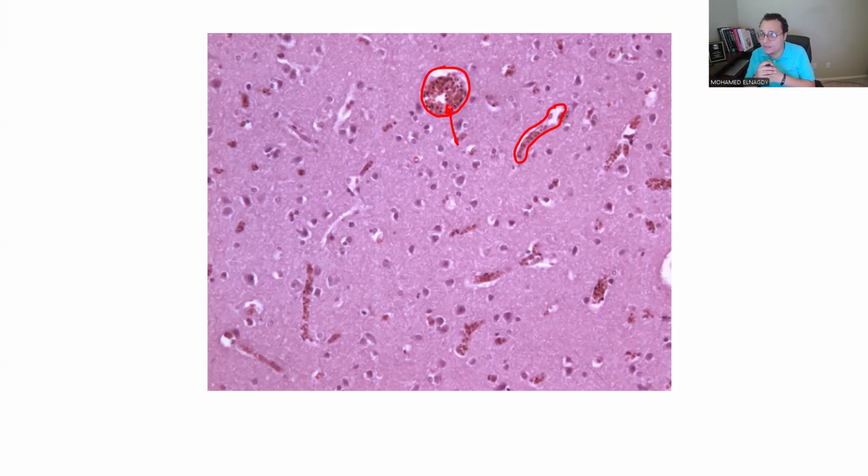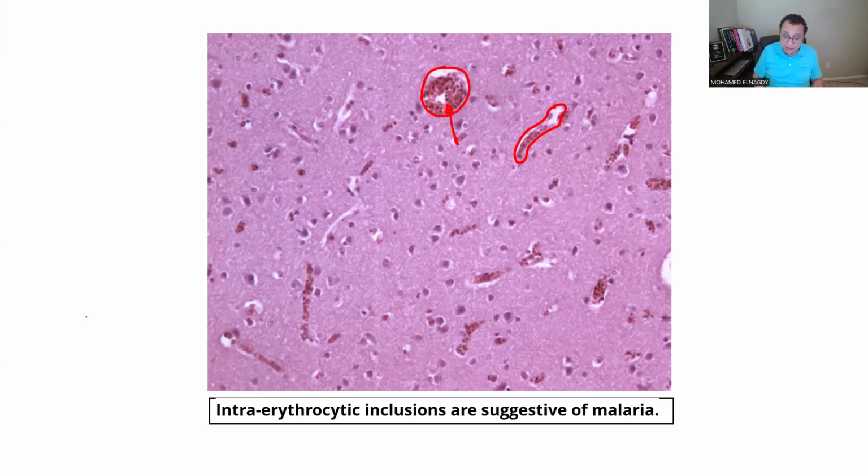What kind of blood parasites might you see in the brain? Anybody know? Which blood parasite might be malignant enough to reach the brain, and it usually reaches the kidney and leads to multi-organ failure? That's malignant malaria. So please remember this. Blue dots inside the RBCs, in the blood vessels, in the brain tissue, that's malaria. That's cerebral malaria. It's a kind of malignant malaria. Intraerythrocytic inclusions are suggestive of malaria.